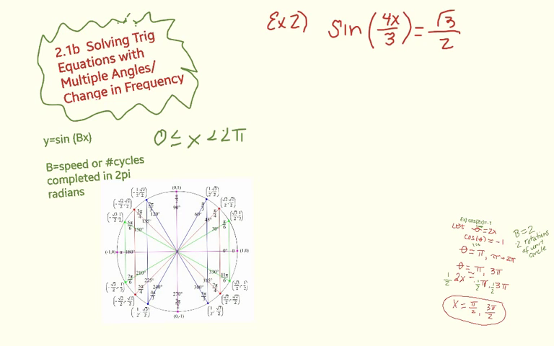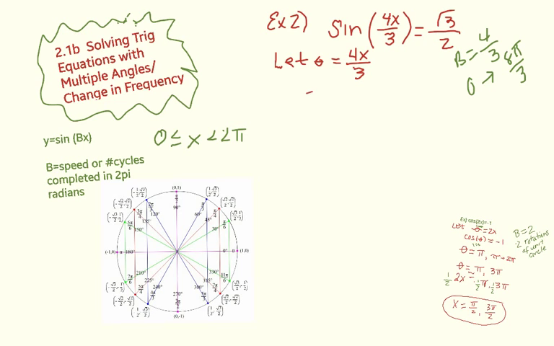Sorry. So if I want to solve this, again, I don't like this 4x over 3. It's confusing to me. So I'm going to make myself a little statement. I'm going to say let theta equal 4x over 3. And I'm going to make myself a note that b equals 4/3. So I want to look for all angles between 0 and 4/3 times 2 pi. So 0 and 8 pi over 3. That's 1 1/3 rotations. Okay, so that's where I'd be looking for my answers.